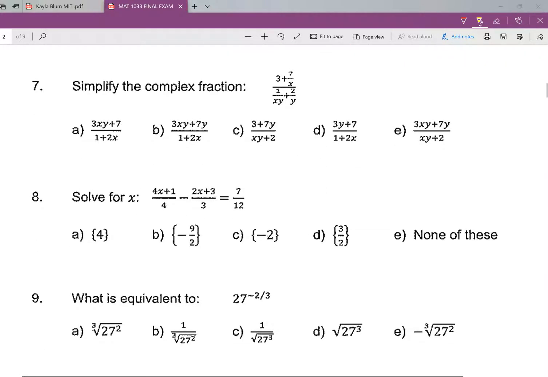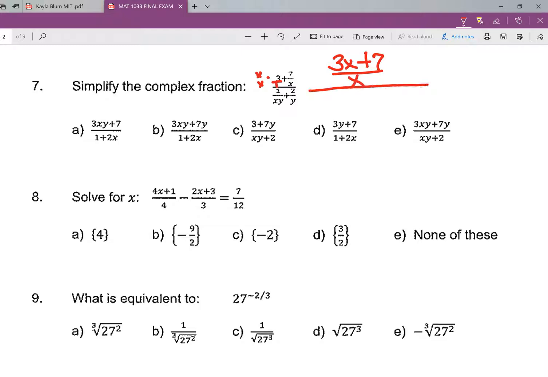Okay, for number 7. So simplify the complex fraction. Alright, so if we simplify the complex fraction, remember this is 3 over 1. So I have to multiply both sides by x on the first part of the top of the fraction. And this gives me 3x plus 7 over x.